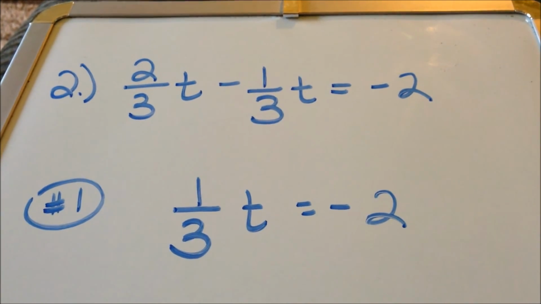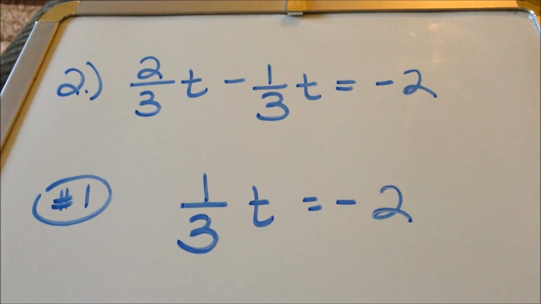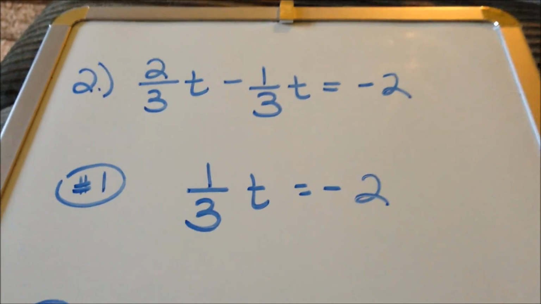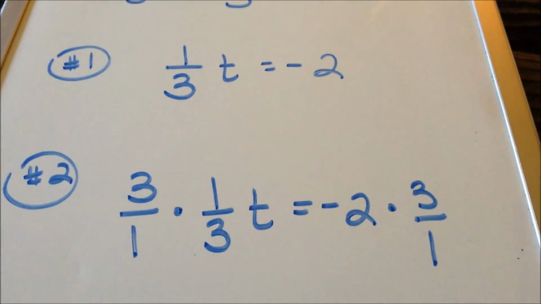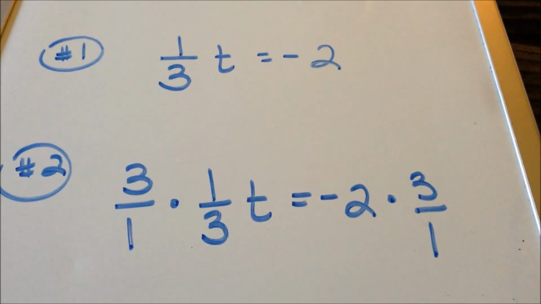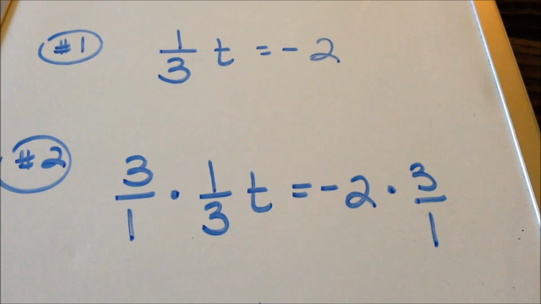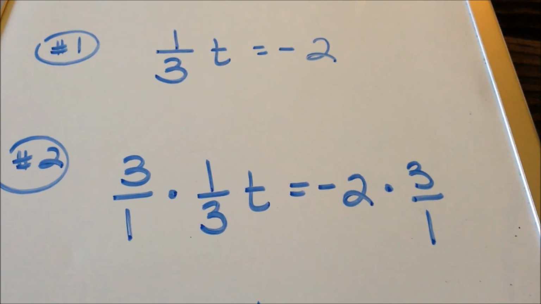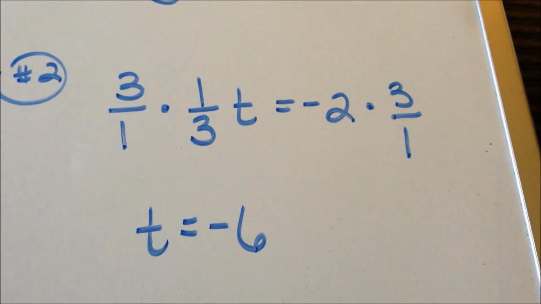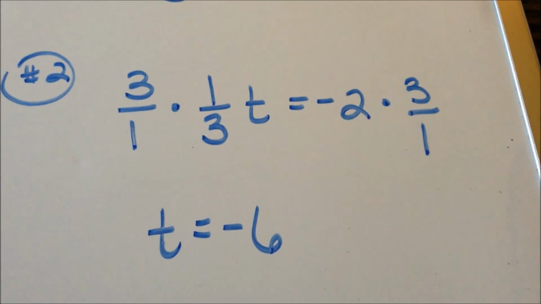And finally, number 2, 2/3 t minus 1/3 t equals negative 2. Step 1 involves combining the like terms, in this case on the left-hand side of the equal sign. 2/3 minus 1/3 gives us 1/3. So we have 1/3 t equals negative 2. The final step is to get the t by itself. Because we have a fraction attached to t, we are going to multiply both sides of the equal sign by the reciprocal. So multiply both sides by 3 over 1. On the left side, we end up with 1, or 3 over 3t. So t equals negative 2 times 3 over 1, which is negative 6. Our final answer is t equals negative 6.